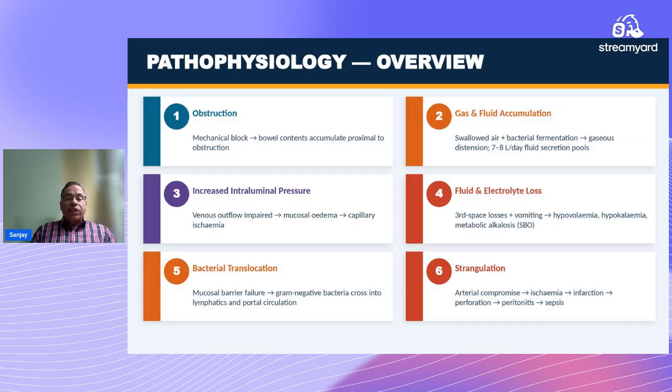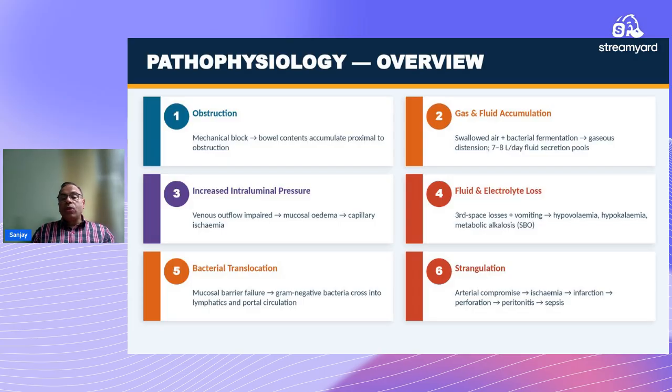Bacterial translocation is another very, very important cause of complications of intestinal obstruction. Because of mucosal edema and ischemic necrosis of the mucosa of the bowel wall, mucosal barrier failure occurs. This leads to gram-negative bacteria, which are normally present within the bowel lumen, to translocate across the defective mucosal barrier through the lymphatics and portal circulation, going into systemic circulation and causing sepsis. So this is another important cause leading to complications.